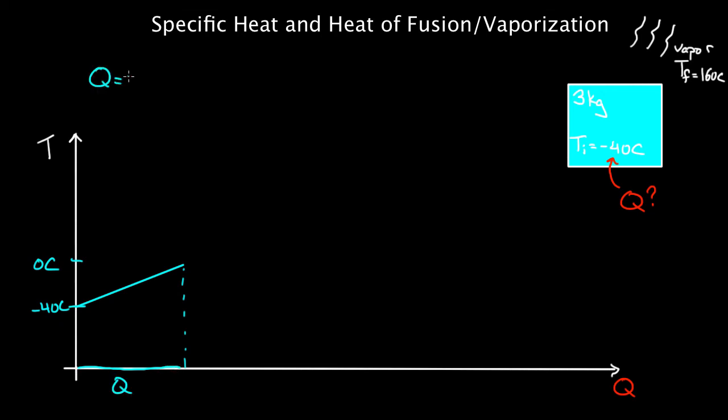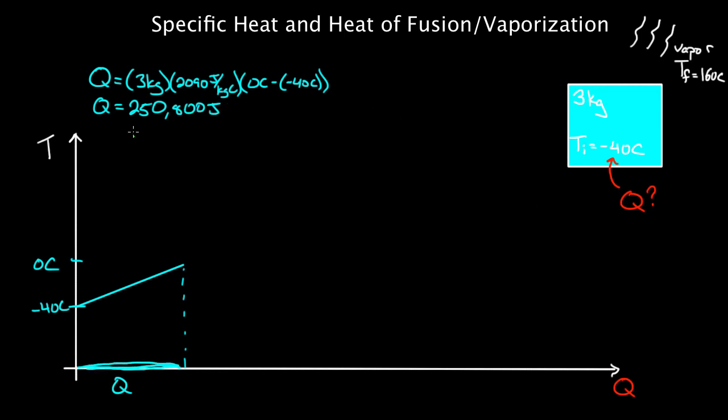We can use MC delta T. M is 3 kilograms. The specific heat of ice is about 2090, and the final temperature is 0. Our initial temperature, so T final minus our initial, is negative 40. Don't forget that negative sign. And if you calculate that, you get that that amount of heat is 250,800 joules. But that's just getting the ice up to the melting point. Now we need to melt it.